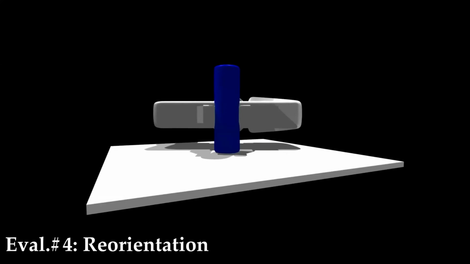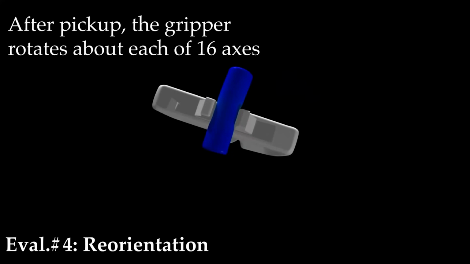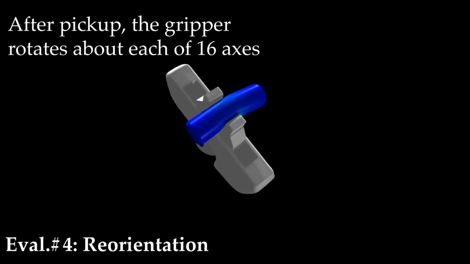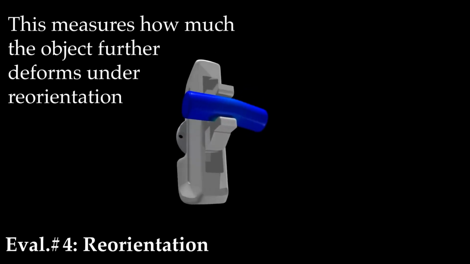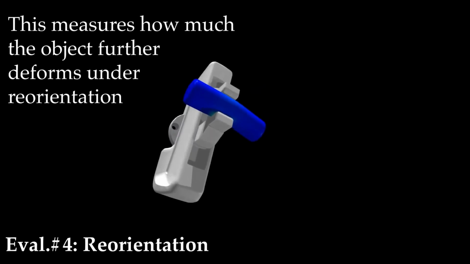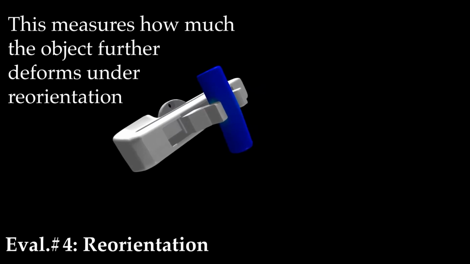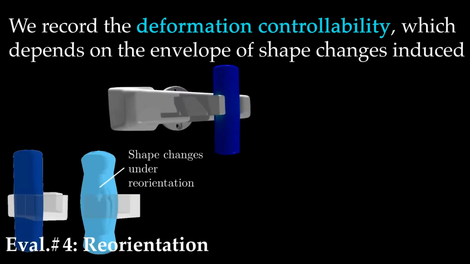The fourth and final type of grasp evaluation is reorientation. During reorientation, the gripper slowly rotates the object about each of the 16 axes, thus reorienting the object. The purpose in doing this is to measure how much additional deformation post-pickup can be achieved just by reorienting the object. We call this additional deformation through orientation the deformation controllability. Deformation controllability will depend on the envelope of shape changes that are induced during reorientation.